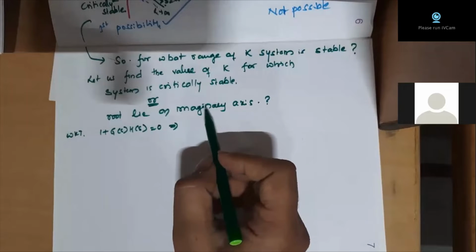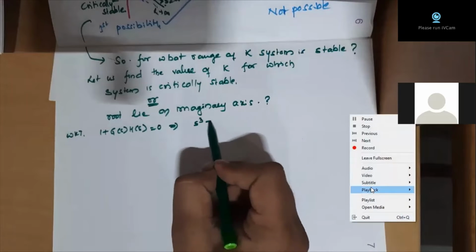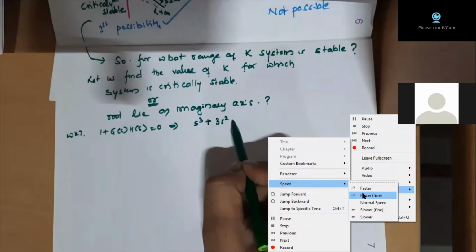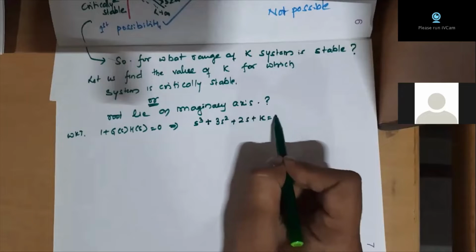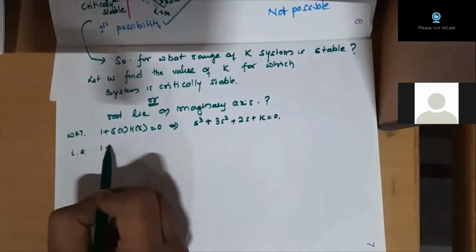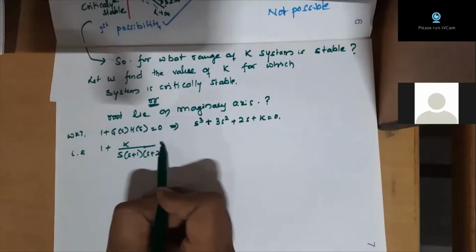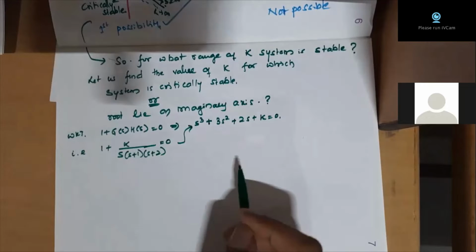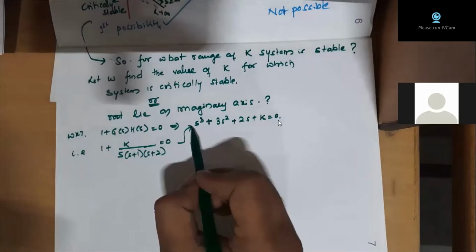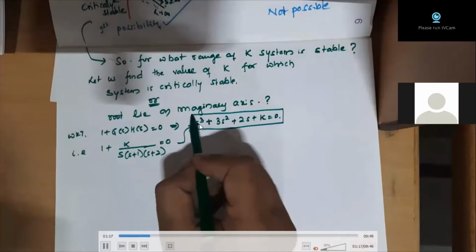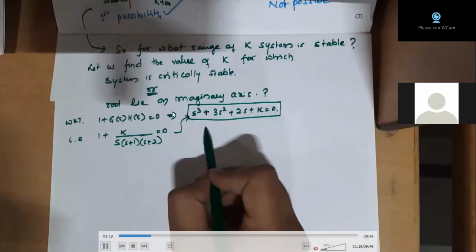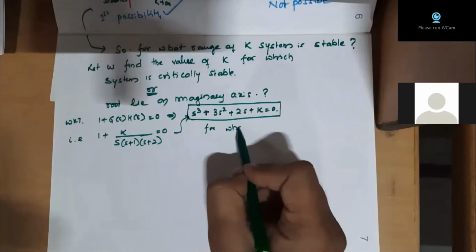So we know that the closed loop characteristic equation is given by 1 plus g of s h of s. So for the given transfer function k divided by s into s plus 1 into s plus 2, we get this polynomial s cube plus 3s square plus 2s plus k equal to 0. So this is the polynomial used for plotting the root locus. We varied k and we found out s1, s2, s3. Accordingly, we have plotted.